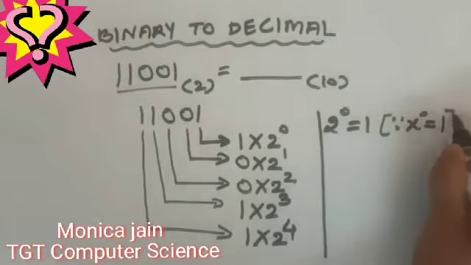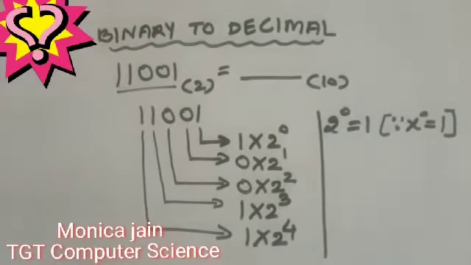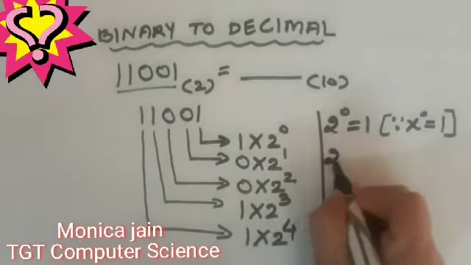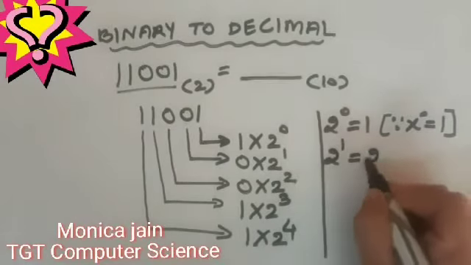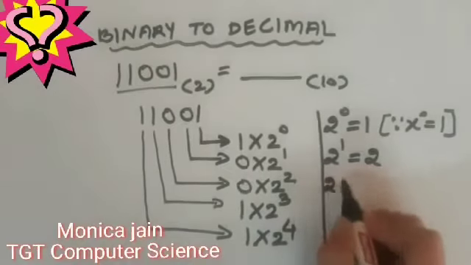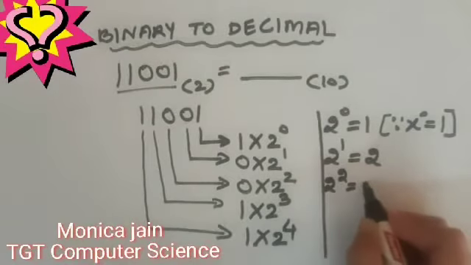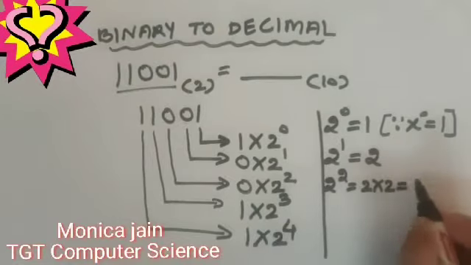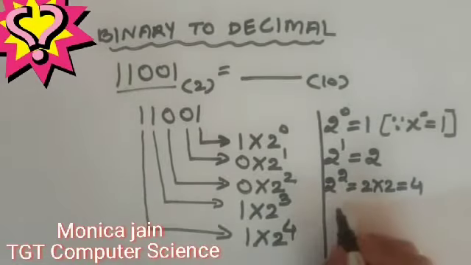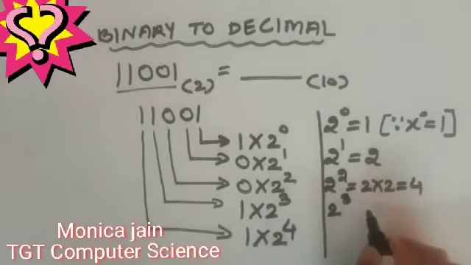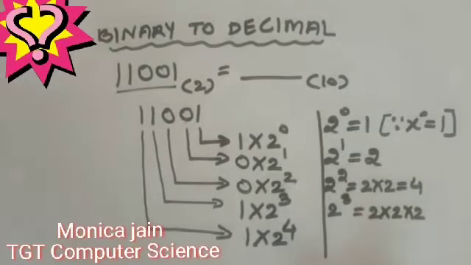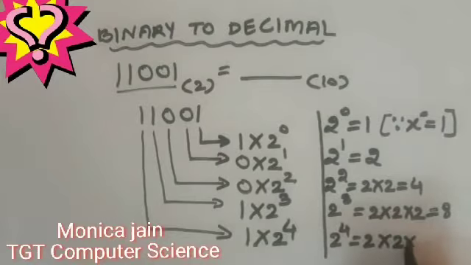Now we all know that any number to the power 0 is always equal to 1. So whenever we come across 2 raised to 0, it will be considered as 1. 2 raised to 1 is 2 to the power of 1, that means 2, and 2 square means 2 into 2, that is 4, and 2 raised to 3 means 2 cube, that is 2 into 2 into 2, which is equal to 8. Same way 2 raised to 4 would be 2 into 2 into 2 into 2, that is 16, and so on.